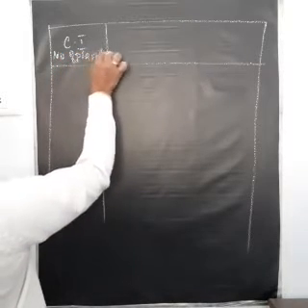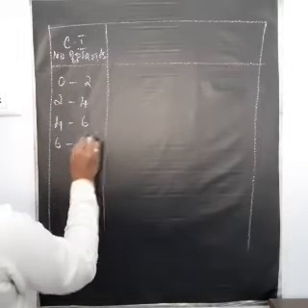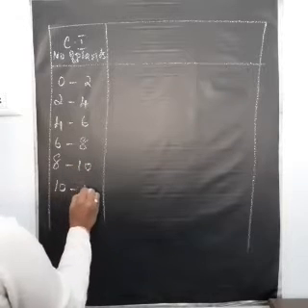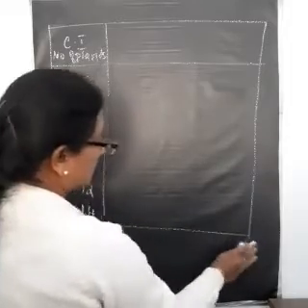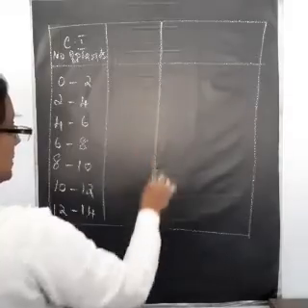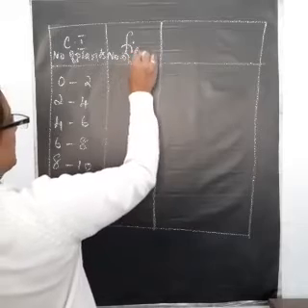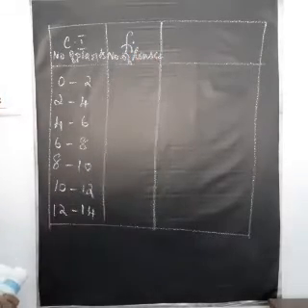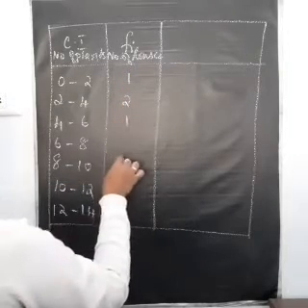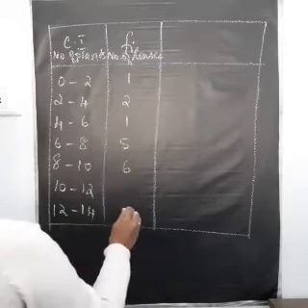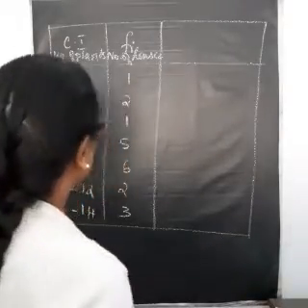So that is 0 to 2, 2 to 4, 4 to 6, 6 to 8, 8 to 10, 10 to 12 and 12 to 14. This is the class interval given. Then the frequency is the number of houses in that locality. So the number of houses for each interval is 3, 2, 1, 5, 6, 2 and 3. So this is the sum that is given to you.